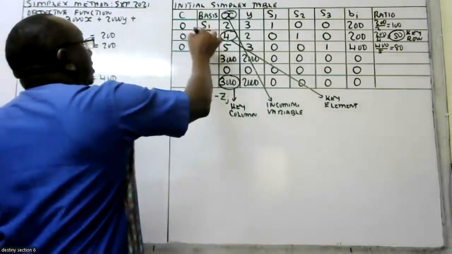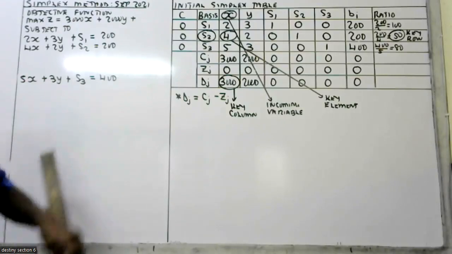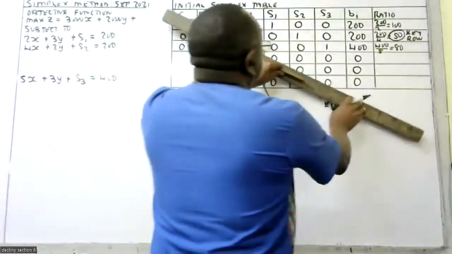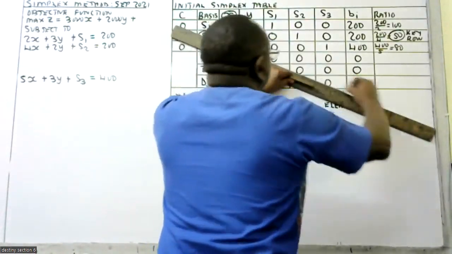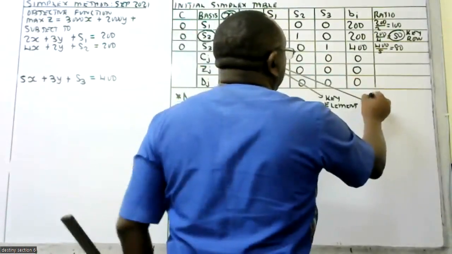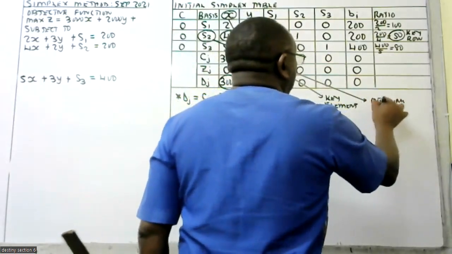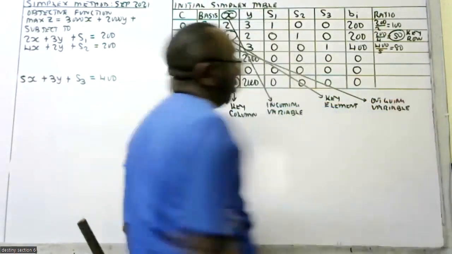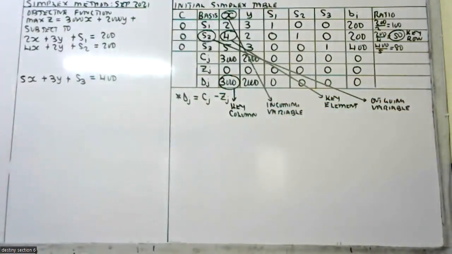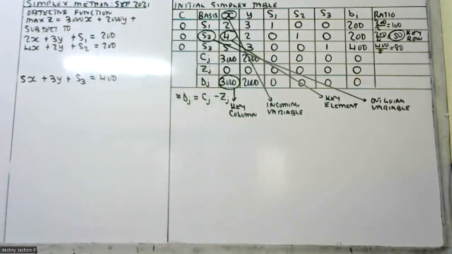Then this item, which is the title of the key row, is called the outgoing variable. That item at the title there is called the outgoing variable.